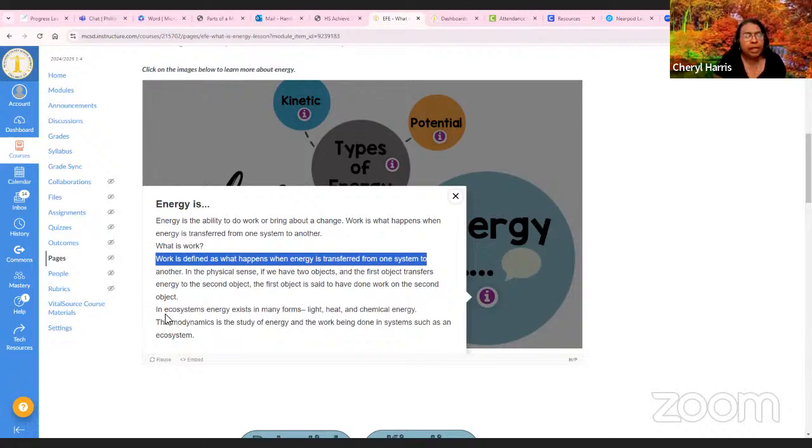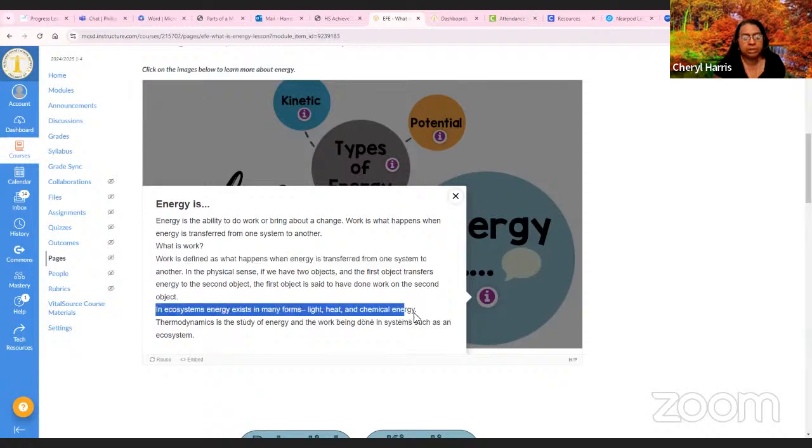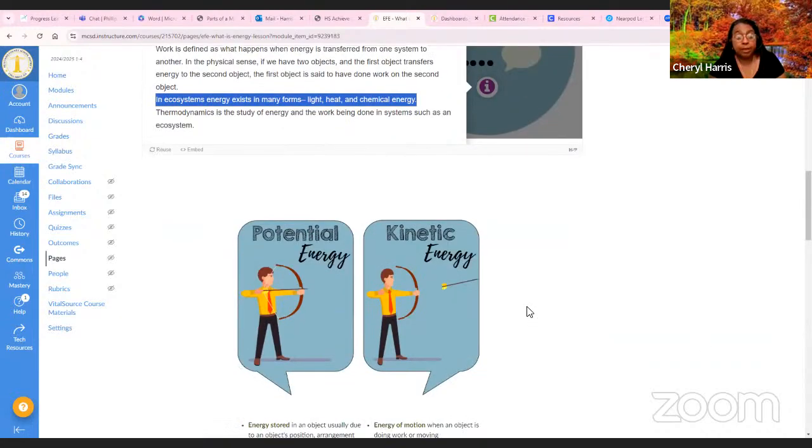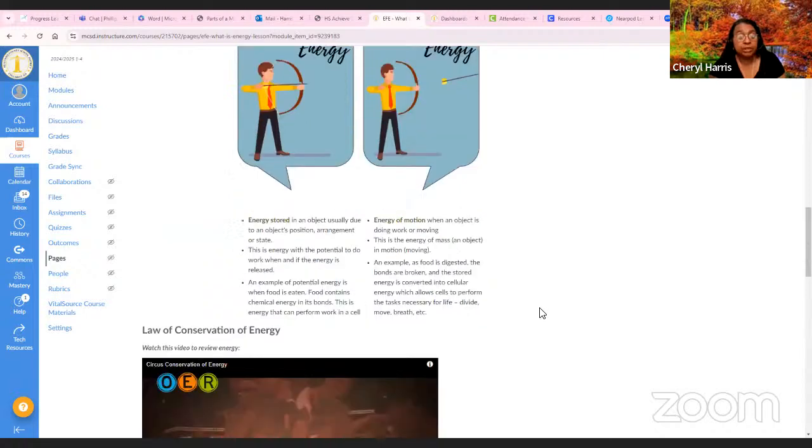In ecosystems, energy, and this is the part we need because we're in environmental science, we are concerned with light energy, heat energy, and chemical energy. And then specifically, we're going to be looking at photosynthesis and respiration because they are directly involved in storing the light energy and releasing the light energy. Okay. All right. So again, just look at these two.